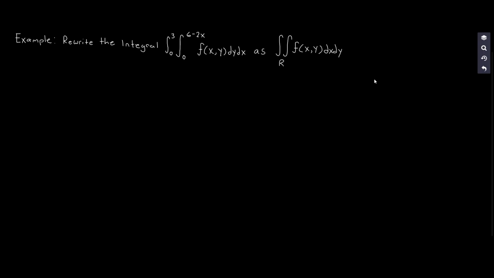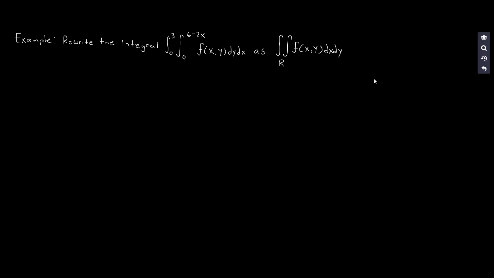Behold, it is time for another problem. We are to rewrite the definite integral from 0 to 3 of the definite integral from 0 to 6 minus 2x of f of x and y, integration with respect to y, then with respect to x, as the double integral of f of x and y with integration with respect to x and then with respect to y. So basically, it wants me to flip the bounds of integration.